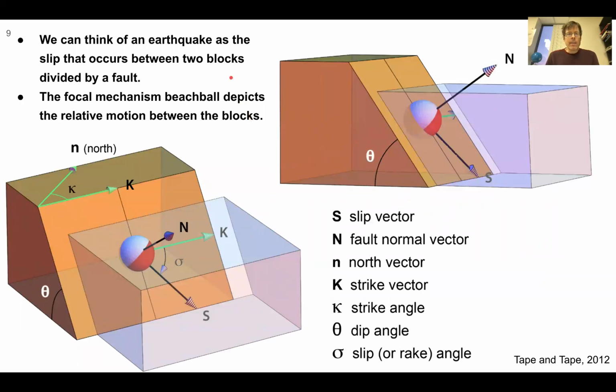We can think of an earthquake as slip that occurs between two blocks divided by a fault. We could imagine that this plane here represents the fault, and during the earthquake, slip occurs between the two blocks. As we can see, these are offset. One of these two planes that define this 4-quadrant beach ball represents the fault plane. And we can see it kind of transparent and cut away here. The slip between the two blocks would be shown by this direction here. And so this focal mechanism beach ball depicts the relative motion between the two blocks. We could think of these as a plate boundary, for example, or just any fault in the earth.